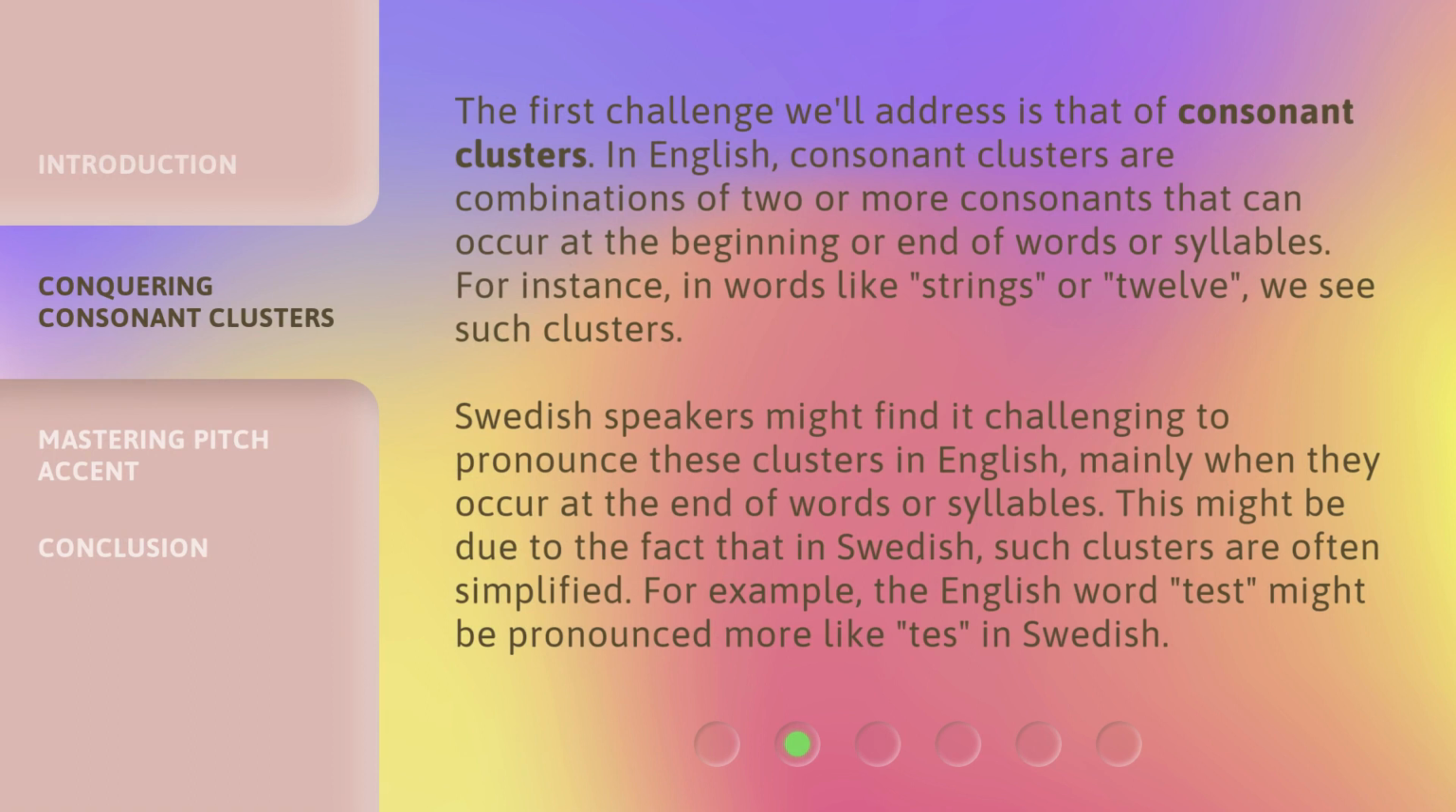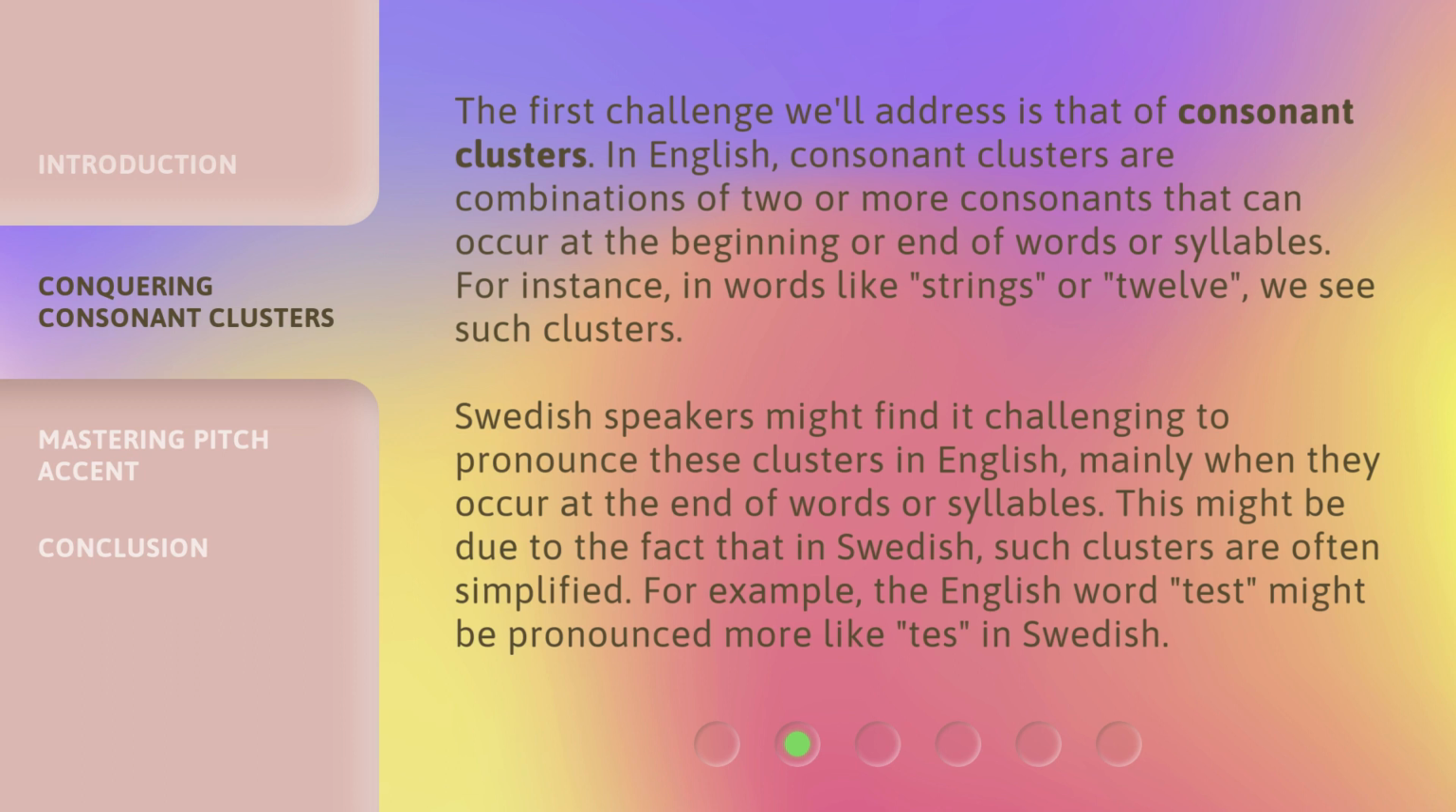The first challenge we'll address is that of consonant clusters. In English, consonant clusters are combinations of two or more consonants that can occur at the beginning or end of words or syllables. For instance, in words like strings or twelfths, we see such clusters.